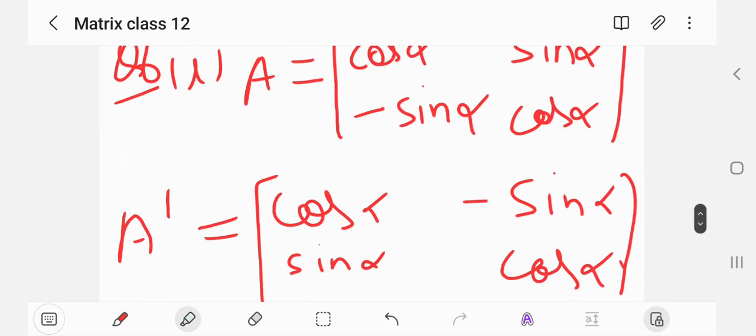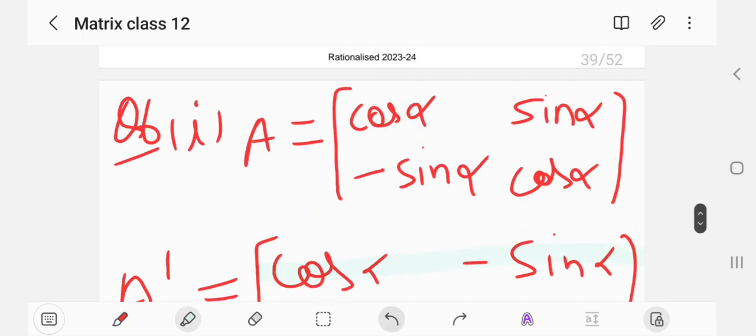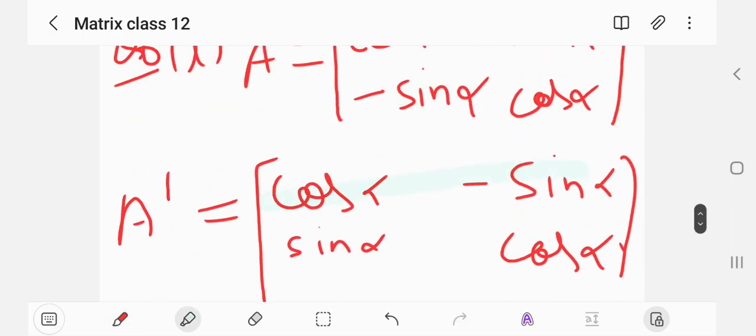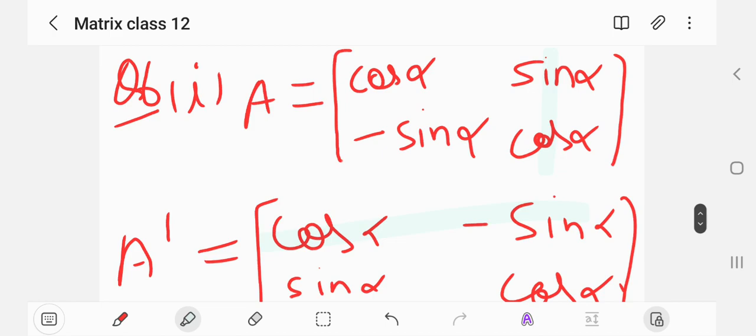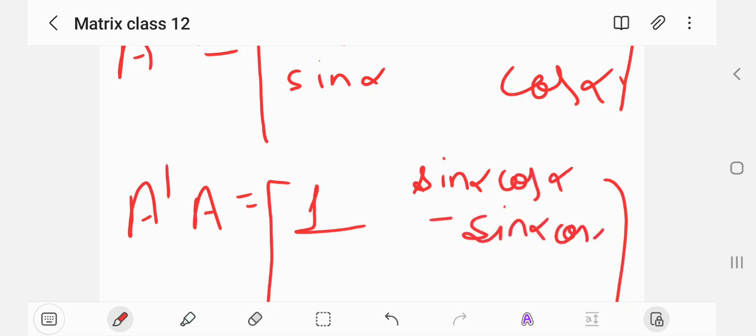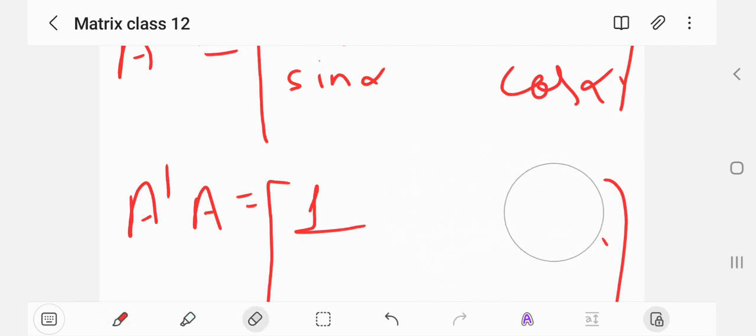We will multiply this row with this column, right? So when I multiply, I get cos square alpha plus sin square alpha, which is 1, right? Now if I multiply this row with this column, I get cos alpha into sin alpha minus sin alpha cos alpha, which is 0. Why? See, I get sin alpha cos alpha minus sin alpha cos alpha, right? And this is 0.